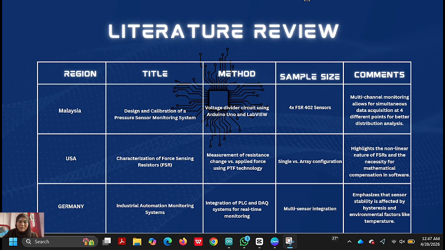Literature review for Germany, for title Industrial Automation Monitoring System. And method for Germany is integration of LC and DAQ system for real-time monitoring. For sample size in multi-sensor integration, and the comment for Germany is emphasize the sensor stability is affected by hysteresis and environmental factor like temperature.